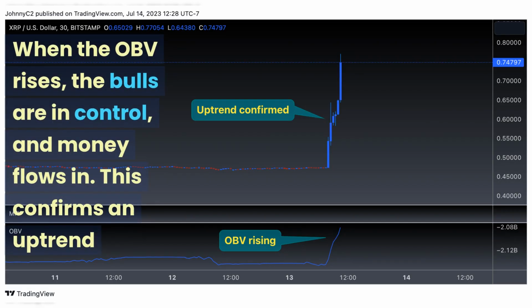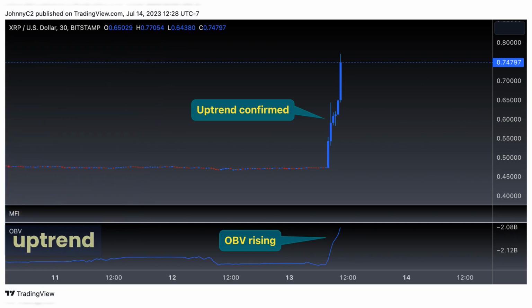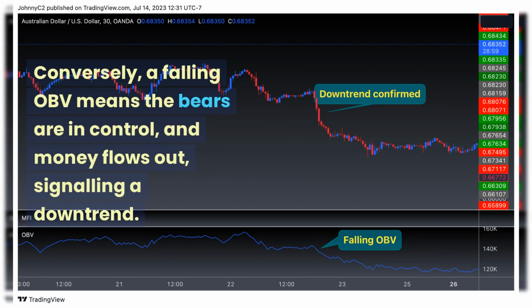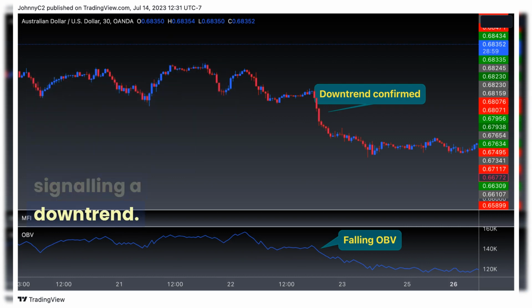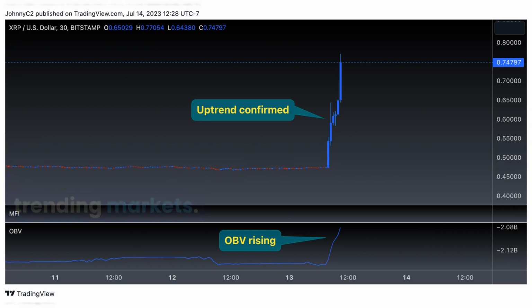When the OBV rises, the bulls are in control and money flows in, and this confirms an uptrend. Conversely, a falling OBV means the bears are in control and money flows out, signaling a downtrend. The OBV works best in trending markets.